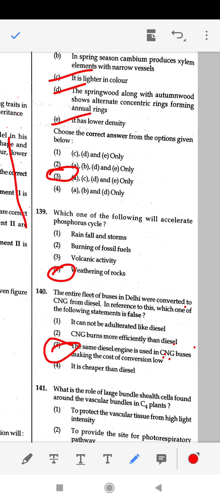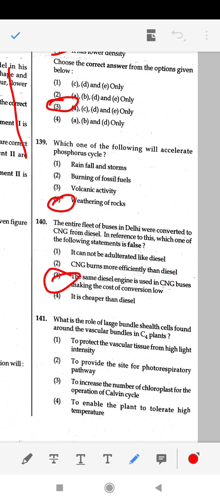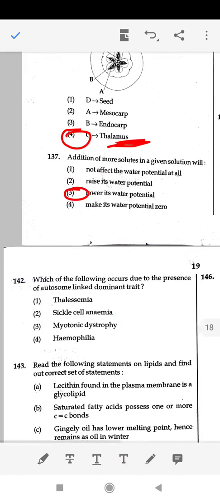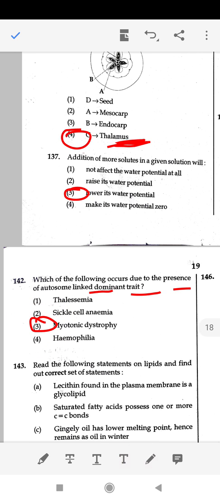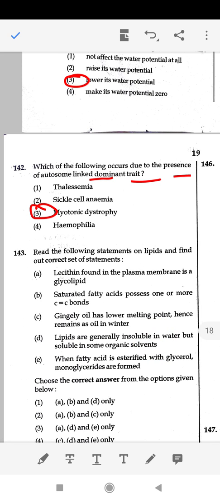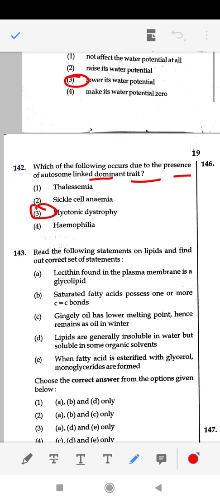Next is, what is the role of large bundle sheath cells found around the vascular bundles in C4 plants? To increase the number of chloroplasts for the operation of Calvin cycle. Which of the following occurs due to the presence of autosome linked dominant trait? That is myotonic dystrophy. Read the following statements on lipids and find out correct set of statements. Right option here will be the C, D and E.